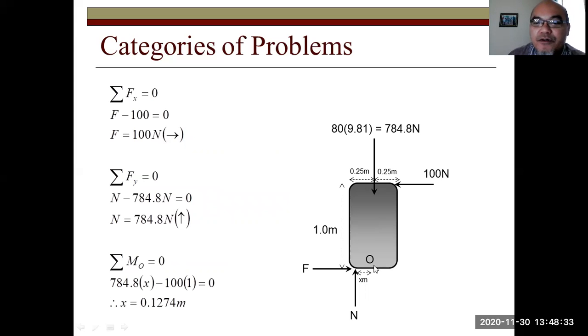Moment about point O, the middle of the bottom surface. The normal force N will rotate this block clockwise. So 784.8 Newton times x, negative 100 Newton times this distance, 1 meter, equals 0. And so we obtain x equal to 0.1274 meter. This 0.1274 meter is well below half of the width of the block, which is 0.25 meter.